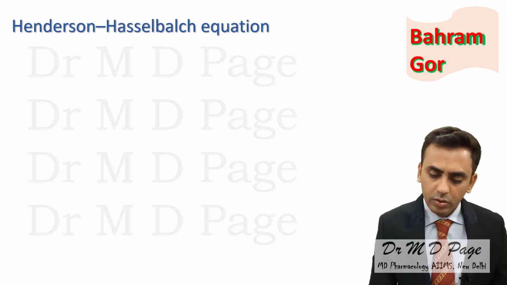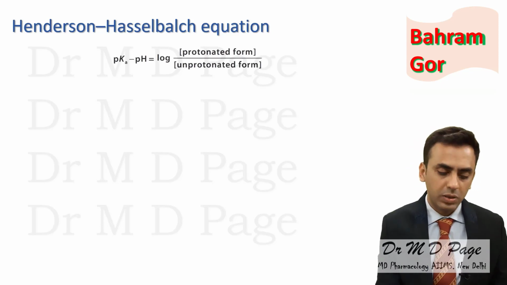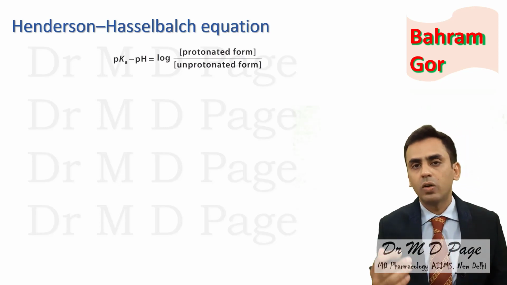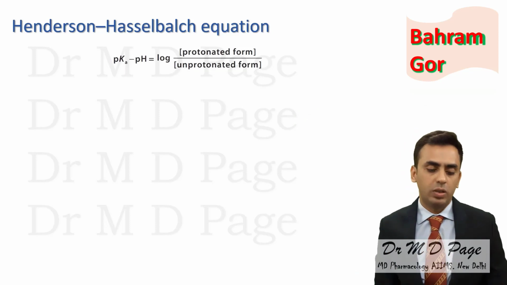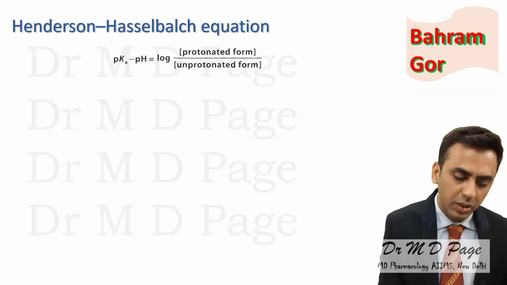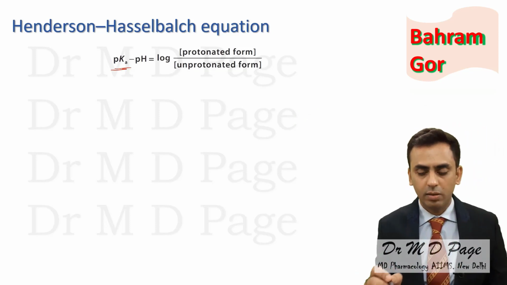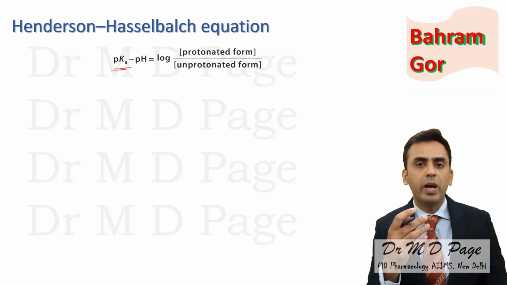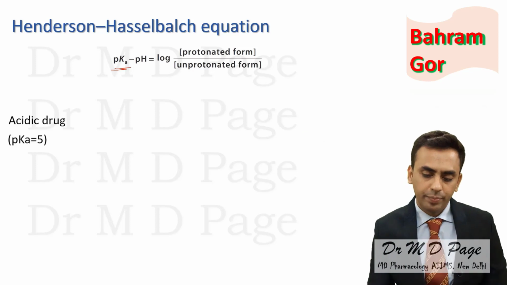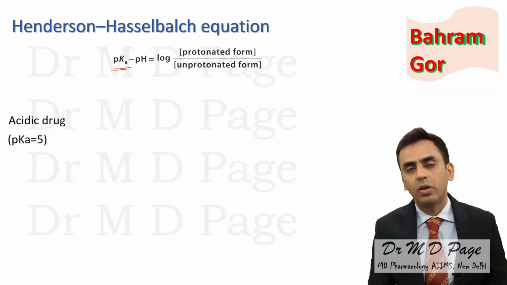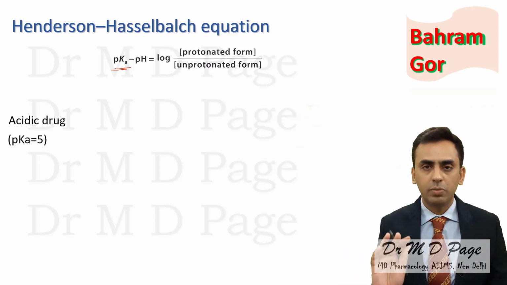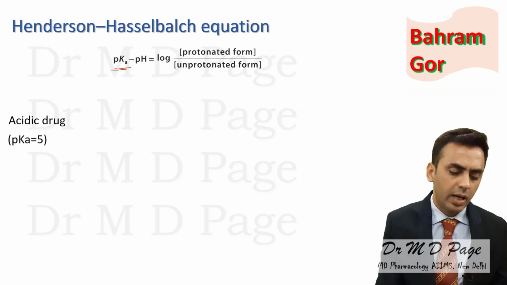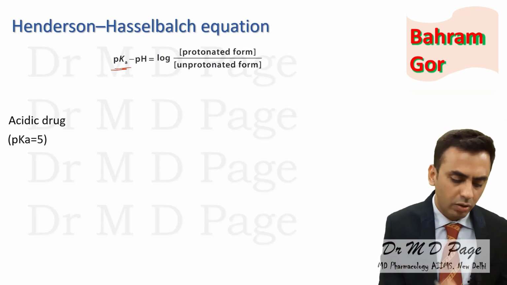Okay. So the Henderson Hasselbalch equation is pKa minus pH is equal to log of protonated form divided by unprotonated form. We are defining pKa by this Henderson Hasselbalch equation. I will give you an example now. Consider all drugs will have their own pKa. Consider there is one acidic drug. For example, aspirin has a pKa of 3.5. I am taking some drug which has a pKa of 5.